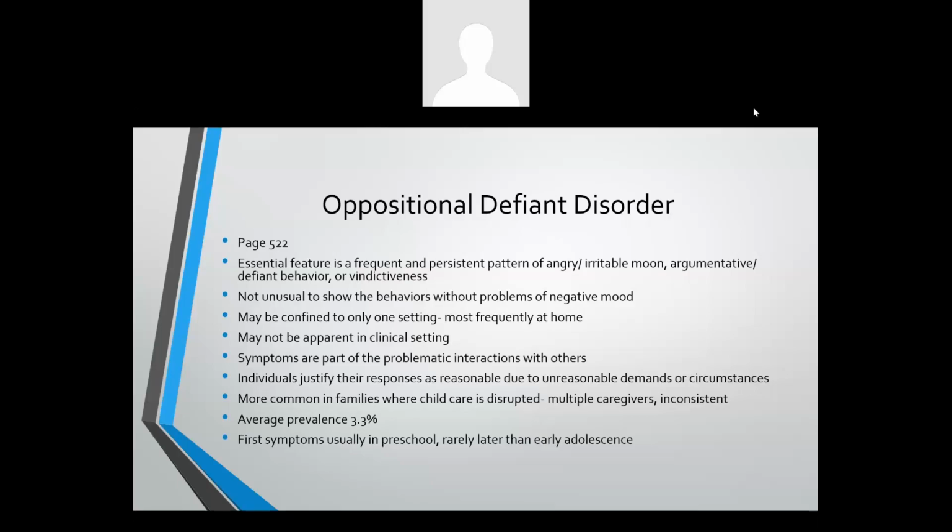This is going to be more common in families where that childcare has been disrupted. So when we have a lot of inconsistency, multiple caregivers at that very young age, that is one of the situations that can cause some of this oppositional defiant disorder behaviors. Average prevalence of around 3.3%. This is something that we usually see a little bit earlier in age. So the first symptoms might begin in preschool. We're probably not going to see this later than early adolescence. So this is one that I would think of if I'm working with kids who are mostly elementary school, could be middle school. Beyond that, I'd probably look at some of the other categories that we're going to look at just now.